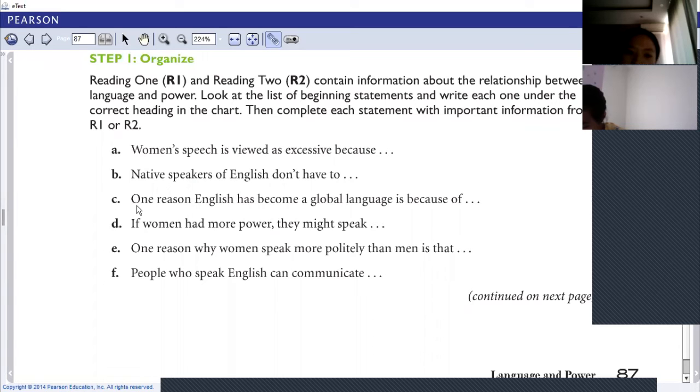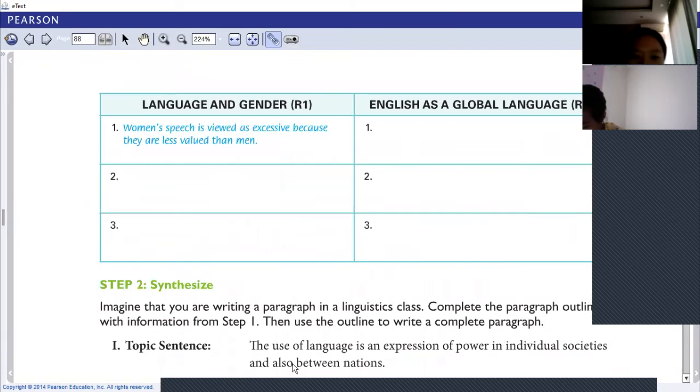Women's speech. Okay, here we're going to connect reading 1 and reading 2. So we have women's speech, native speakers, and so on, A until F. Now, these sentences had to be categorized. This is a graphic organizer. In uni, we like to call it a taxonomy, where we categorize our components to see which fits where and how it correlates. We have smaller topics which fit under a bigger topic to group everything.